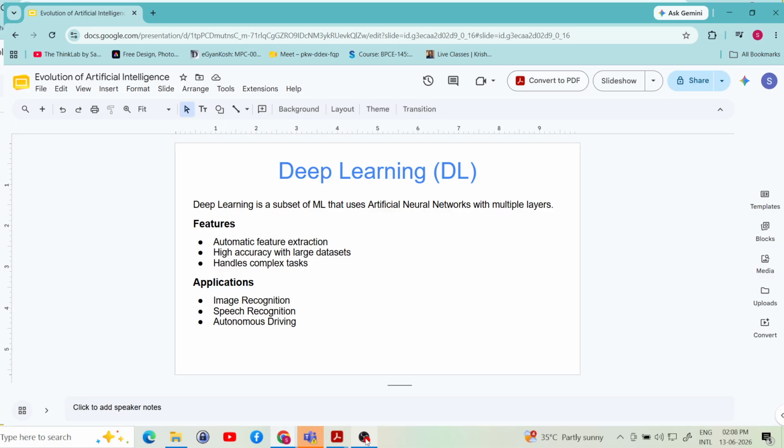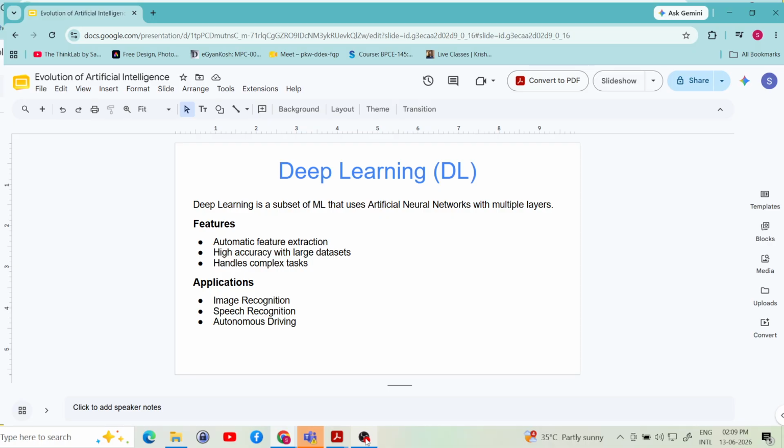Now we are coming to deep learning. Deep learning is just a subset of machine learning, right? AI is the broader field, machine learning is a subset of AI, and deep learning is a subset of machine learning. Deep learning uses neural networks inspired by the human brain. These networks have multiple layers, hence the term deep, right? That is the input layer, hidden layers and output layer. That's why we call it deep.